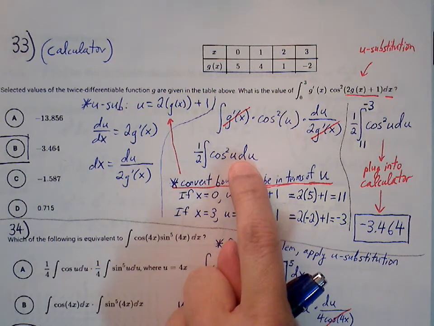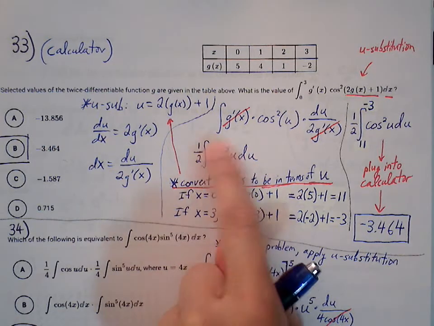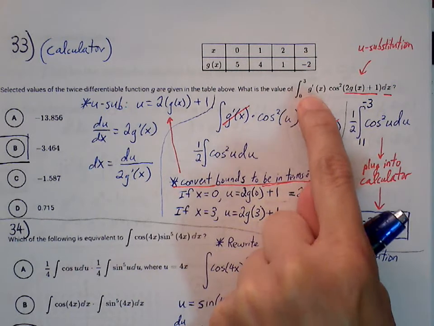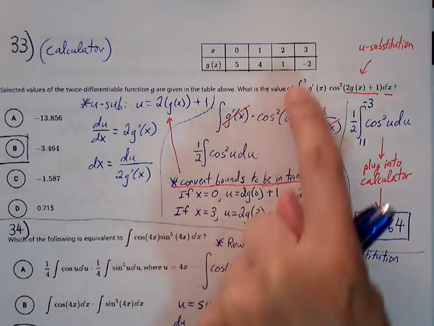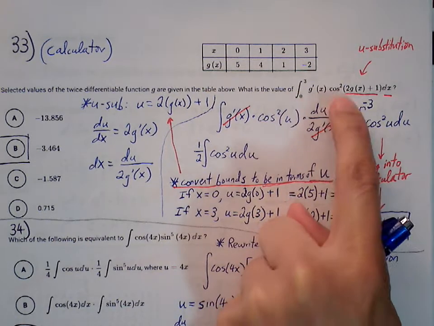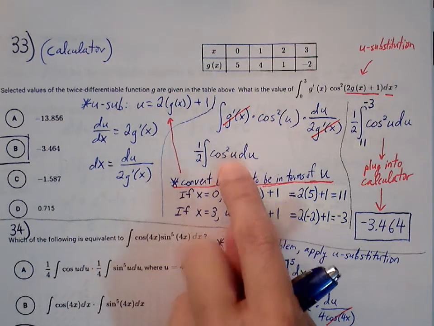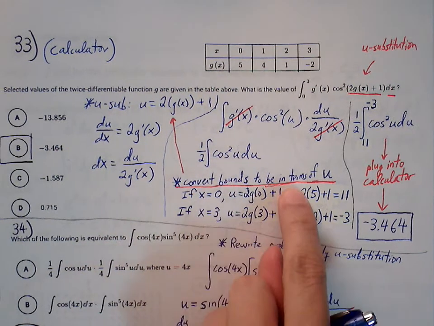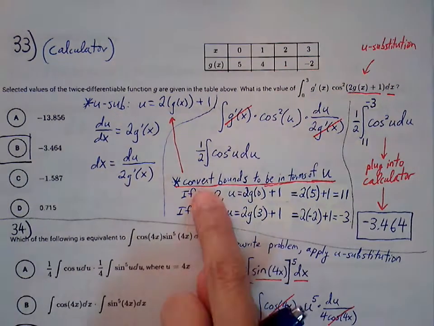So the only thing left to do is to make an adjustment with our bounds, because if we just enter this in our calculator with our bounds of 0 and 3, there's a mismatch, right? Because the 0 and 3 are in terms of x, but what we want and need is in terms of u. So we're going to be converting our bounds to be in terms of u. So 0 and 3 right now are in terms of x. We're going to convert those bounds.